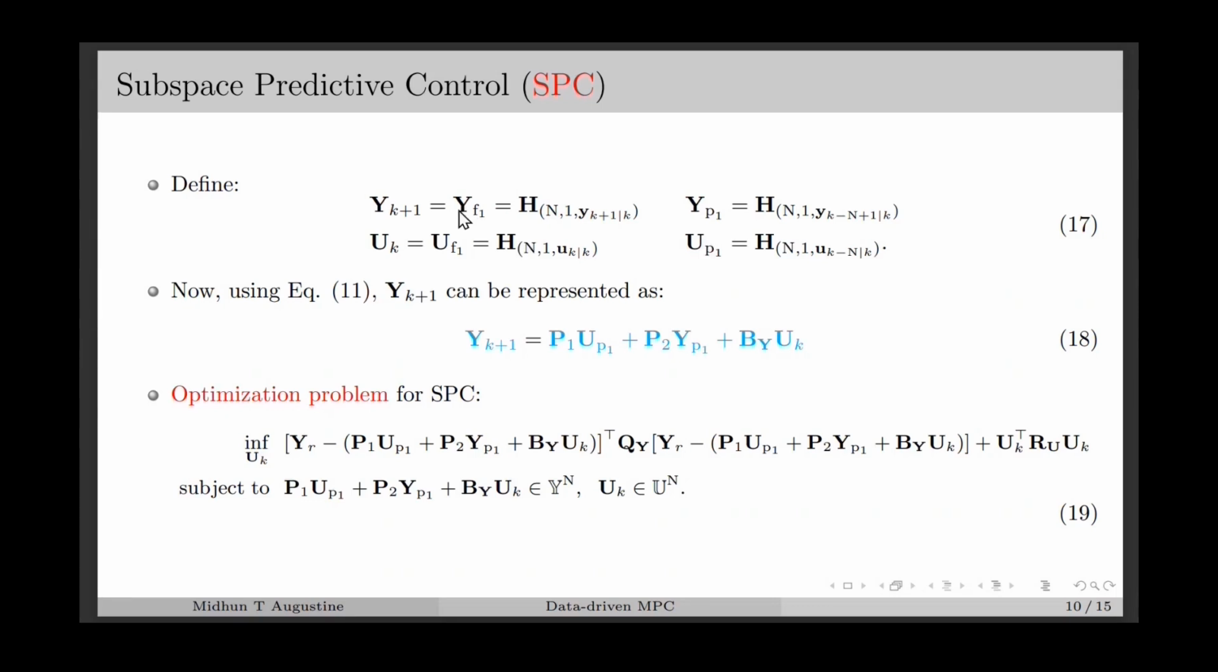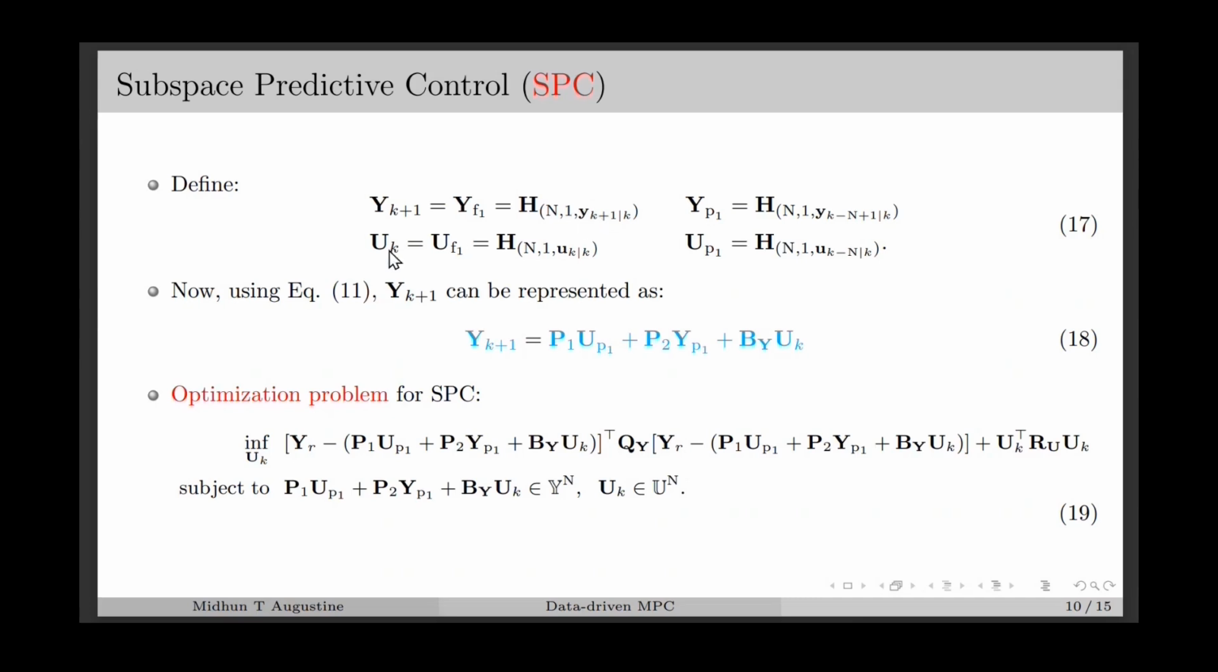Here, the predicted output sequence is only one column of the output Hankel matrix. Therefore, we will be using the Hankel matrices with only one column, which are denoted by YF1 and UF1. And similarly, the past Hankel matrices are denoted by YP1 and UP1. Y(k+1) or YF1 is the Hankel matrix with capital N row entries, only one column, and Y(k+1) given k as the first element.